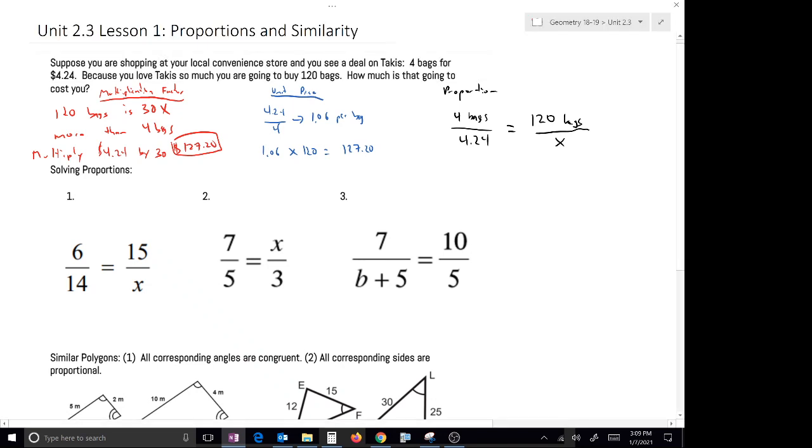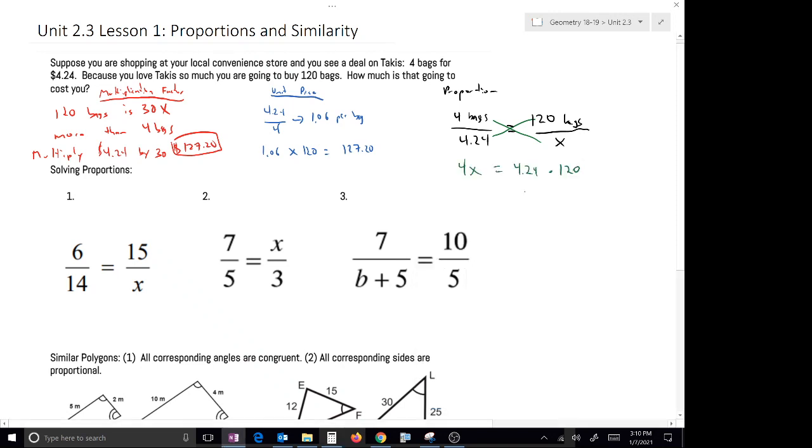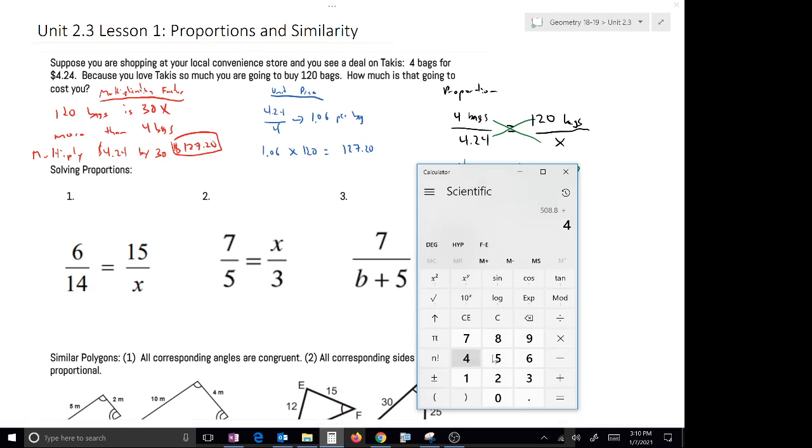To solve this proportion, we would cross multiply. So 4 times x gives us 4x equal to 4.24 times 120. So 4.24 times 120 equals 508.8. And if we divide by 4, we get the same answer, 127.20.